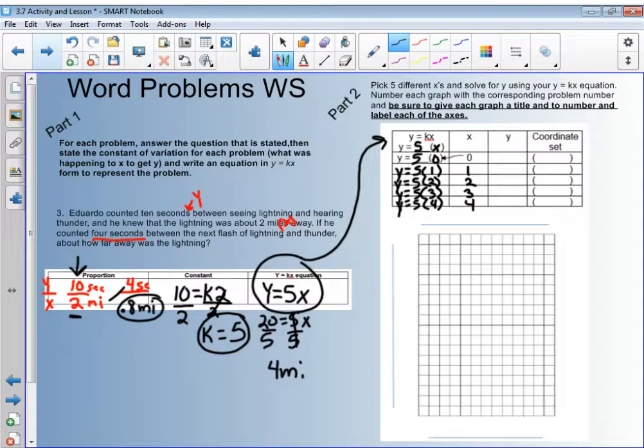And then to solve for y, we're just going to solve this answer. So y equals 5 times 0, which is 0. So 0, comma 0. And then y equals 5 times 1, which is 5. So 1, comma 5. Y equals 5 times 2, which is 10. 2, comma 10. And then 5 times 3 is 15. So 3, comma 15. And then 5 times 4 is 20. So 4, comma 20. So now we're going to set up our graph.